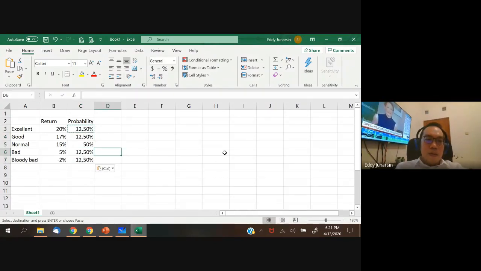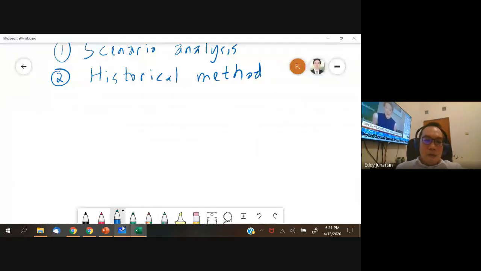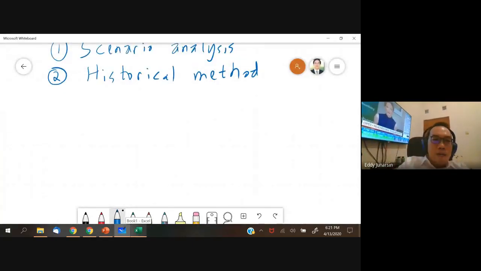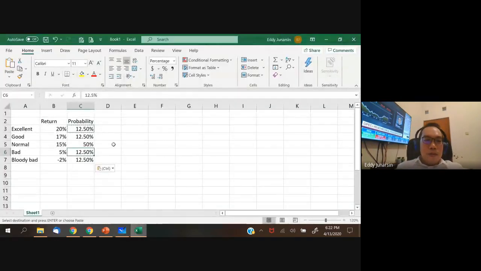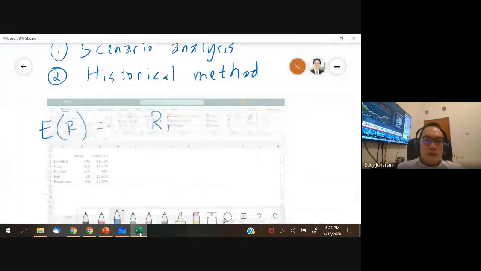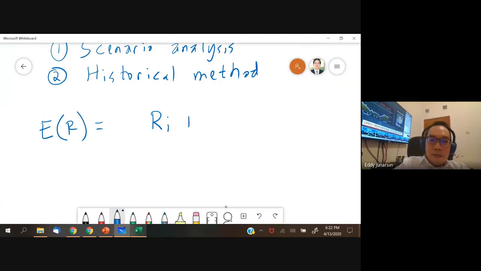Okay, so now we have a return and probability. So how can we estimate the expected return using the scenario analysis? Expected return using the scenario analysis would be your projected returns, the ith R. So this is 20, 17, 15, 5, minus 2, right? Multiplied by its respective probability. Then we sum them together.